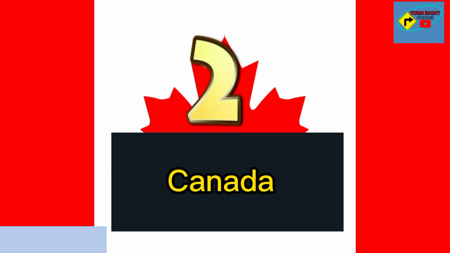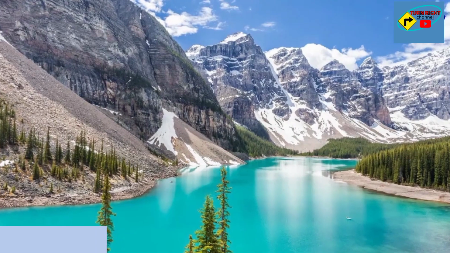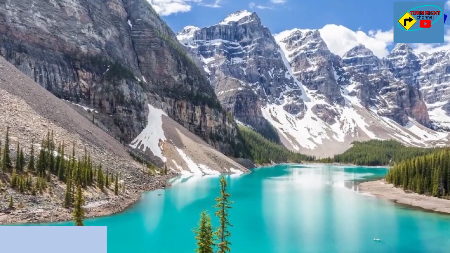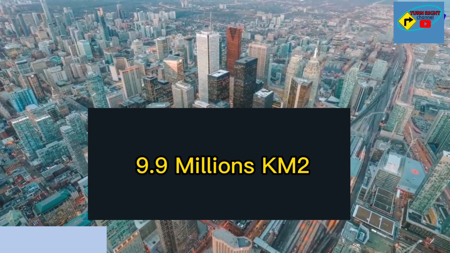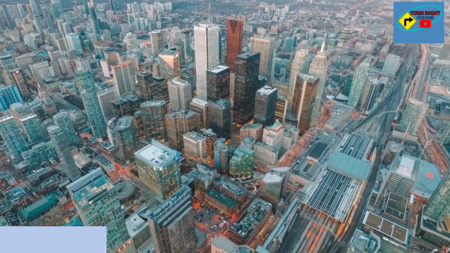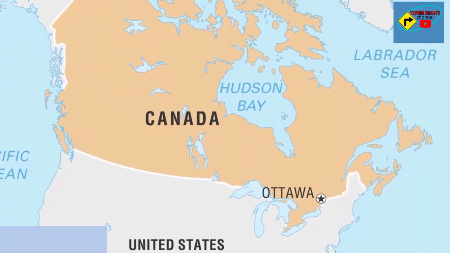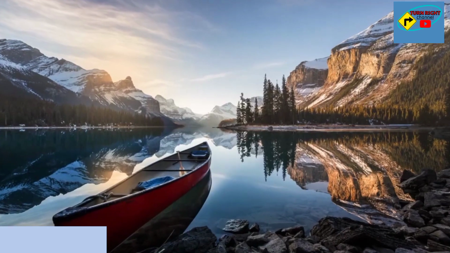2. Canada. Canada has an area of 9.9 million kilometers square. This country is located on the North American continent.